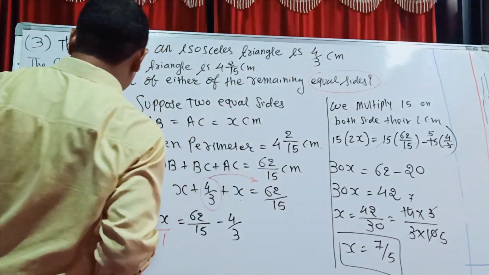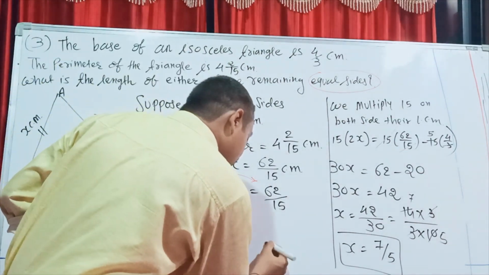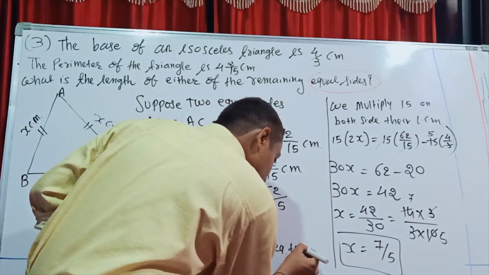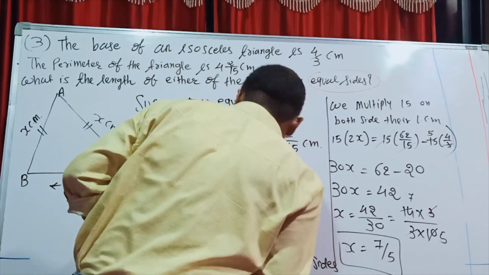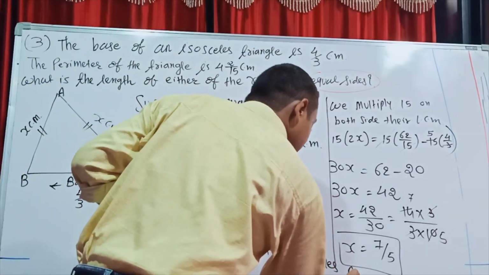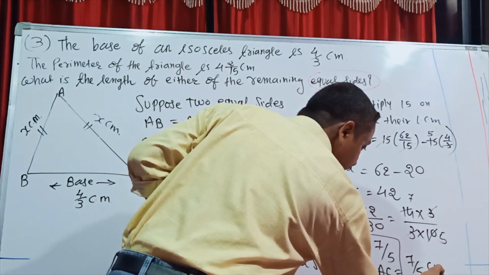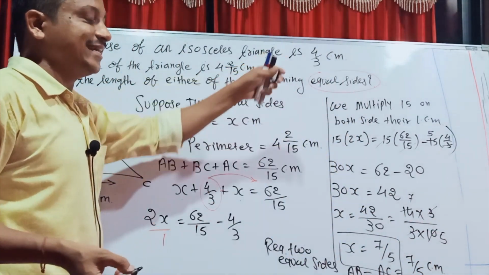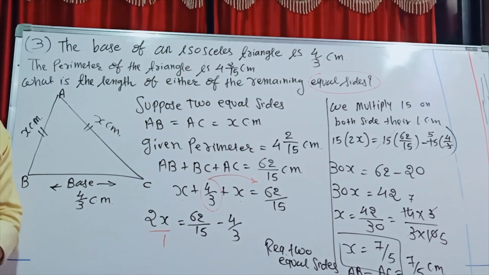Length of either remaining two equal sides is this x and this x. Finally write down: required two equal sides. Which two equal sides? AB, either AC, which is 7 by 5 centimeter or meter? Yes, it is centimeter. And that's my students' final answer. Write properly.